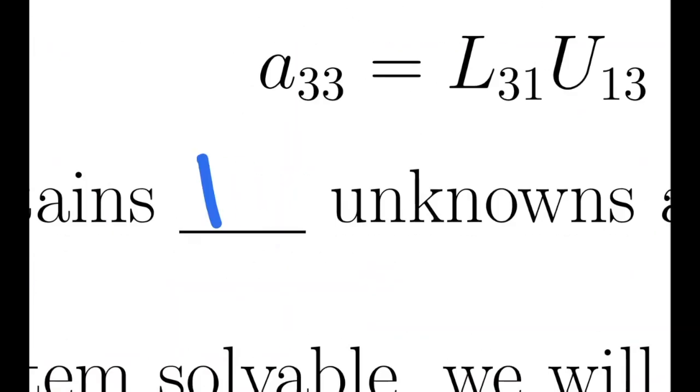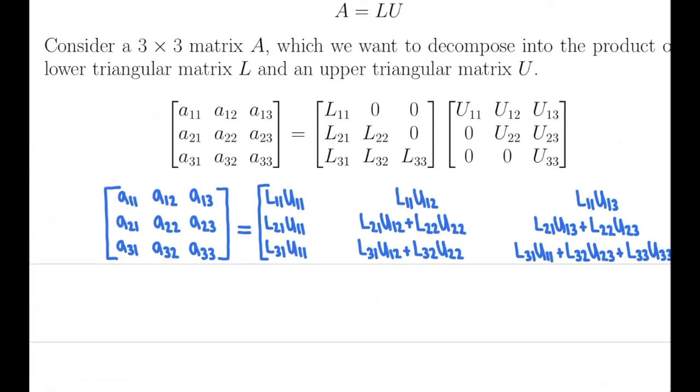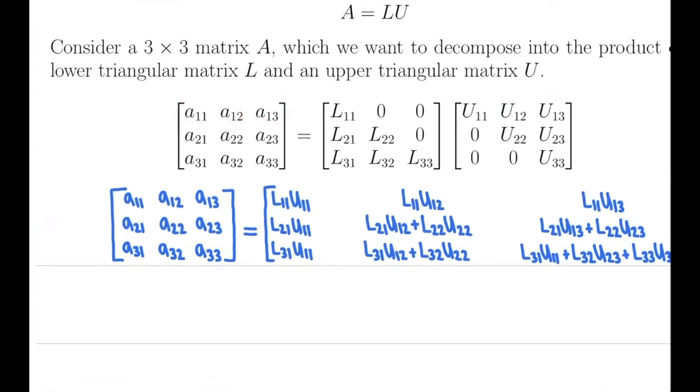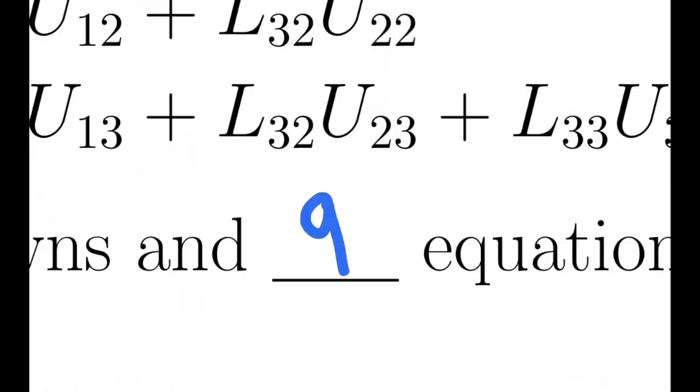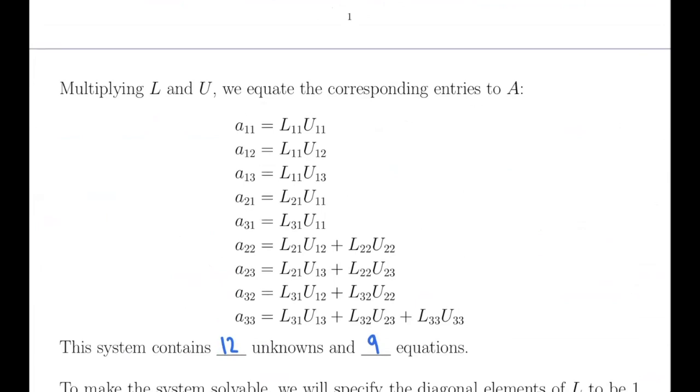So that's 12 unknowns. And how many equations do we have? We can count 1, 2, 3, 4, 5, 6, 7, 8, 9 equations. Yeah, we have 9 equations, one for each entry of this 3x3 coefficient matrix. So we got 12 unknowns, 9 equations. That is a problem. This means that the system is underspecified. Yes, we have more unknowns than equations.